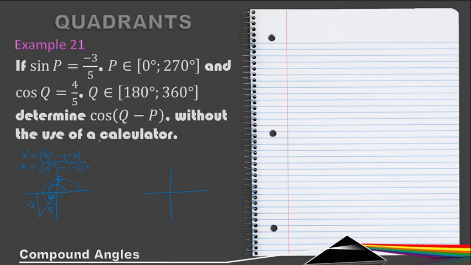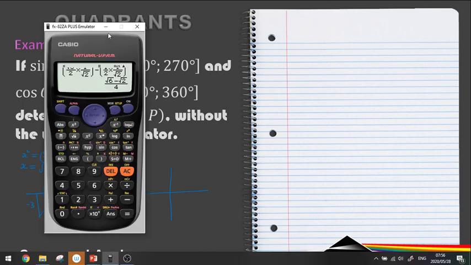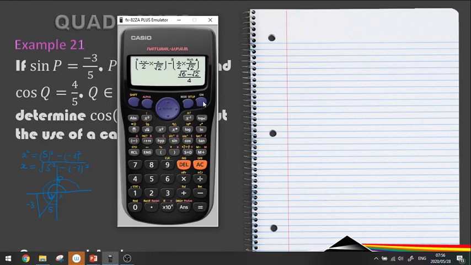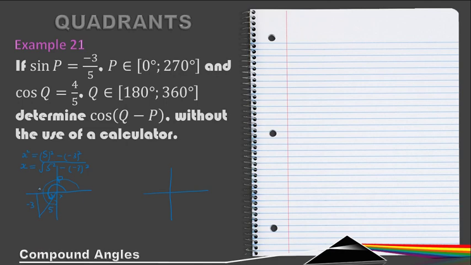So that means x will be equal to the square root of 5 squared minus -3 squared. Let's put that onto the calculator: the square root of 5 squared minus -3 squared. This gives us 4, so this side is 4 units long.